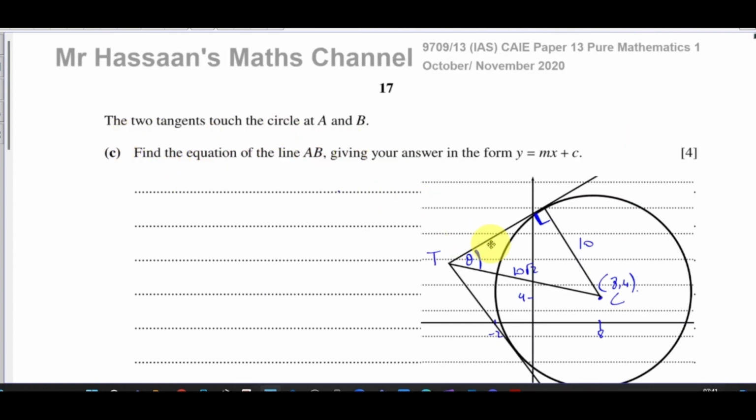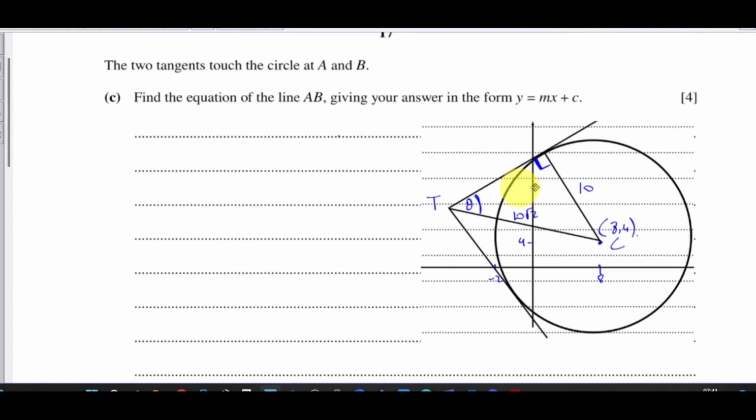The two tangents touch the circle at A and B. So I've got the diagram from the last page copied. Let's say this is the point A, and let's say this is the point B. That's where the two tangents from the point T touch the circle. So we've got to find the equation of the line AB, which is this line between those two points, between where the two tangents touch the circle.